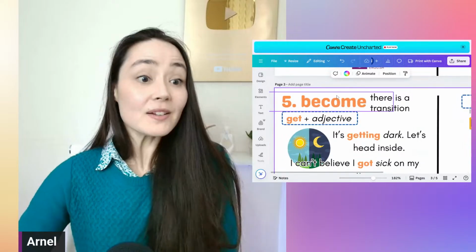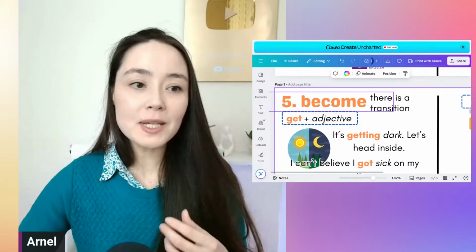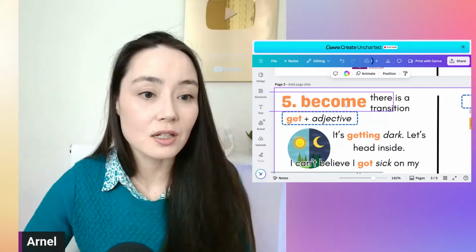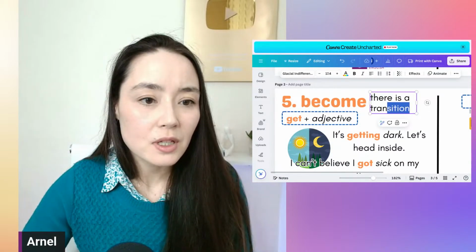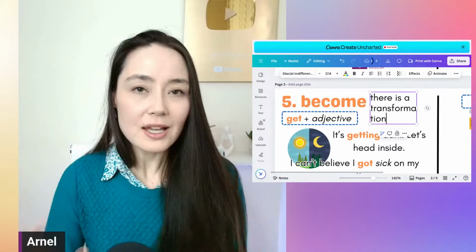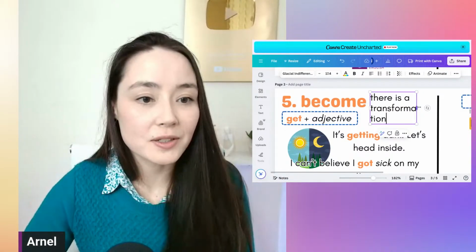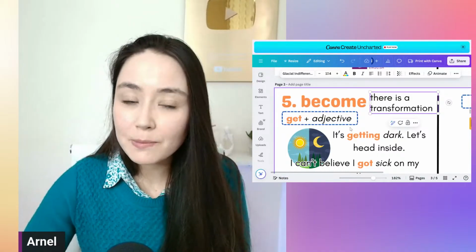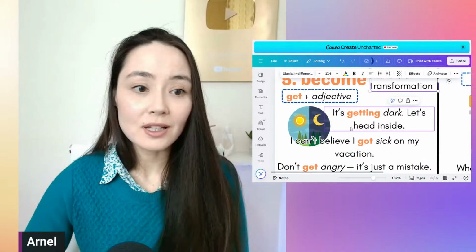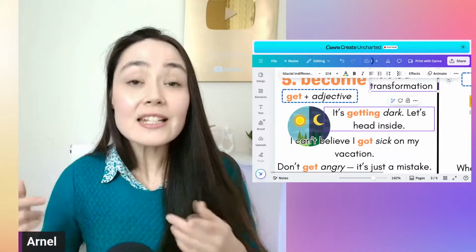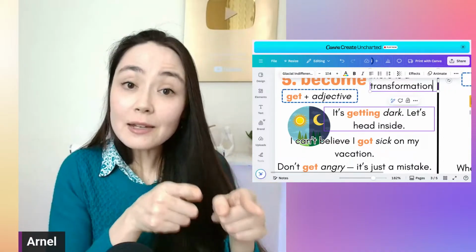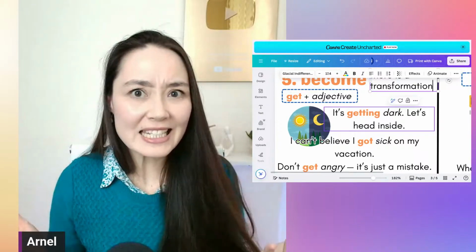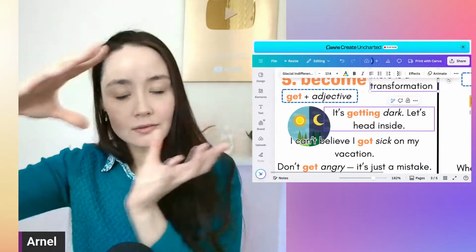Okay. 5. Get can also mean become. There is a transition. There's a transformation. Actually, transformation is a better word. Something changes. And we do get plus adjective. That's really important. First example, it's getting dark. Let's head inside. Head means go. Let's go inside. It's getting dark. Sunny to dark.